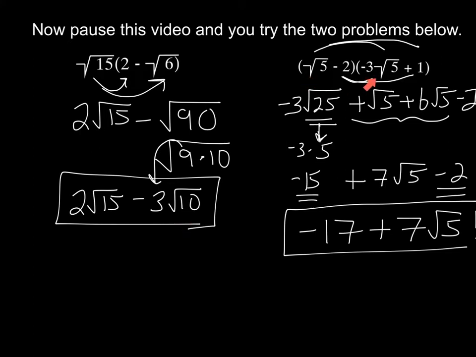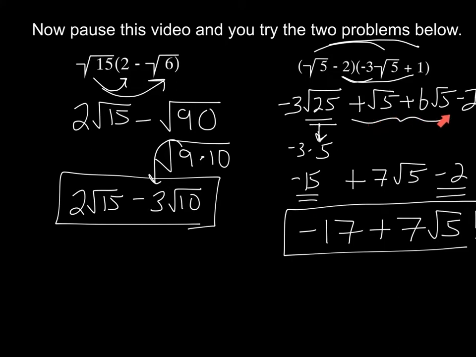Radical 5 times minus 3 radical 5 became minus 3 radical 25. Radical 5 times 1 became radical 5. Negative 2 times negative 3 radical 5 became positive 6 radical 5. And negative 2 times 1 became negative 2. Square root of 25 is a perfect square, so I turned it into 5, and then multiplied by the number out front gave me negative 15.